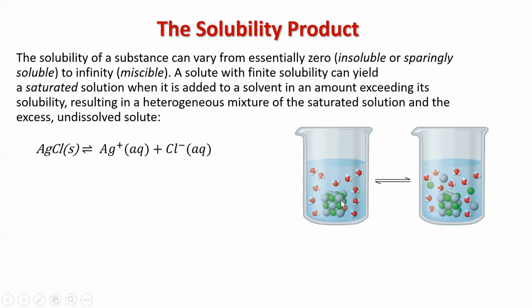Over here, we just have a little picture. These little red and white things are water. Here's our silver chloride. A little bit of the silver ions and chloride ions are going to come into the solution, and eventually we're going to have a saturated solution.